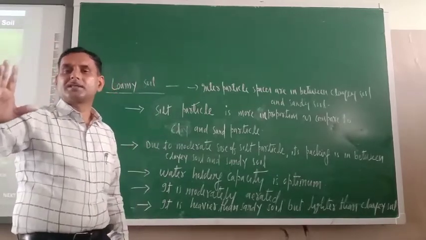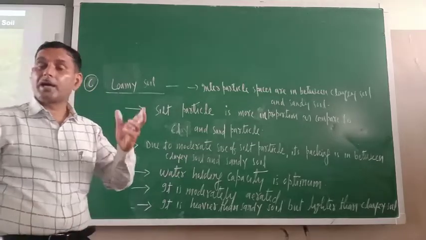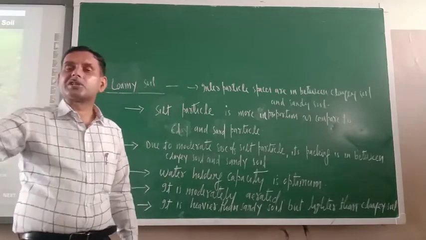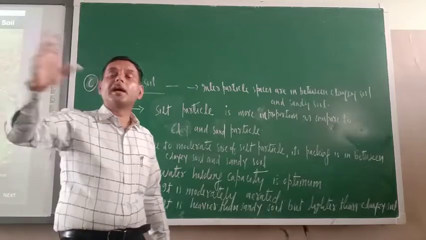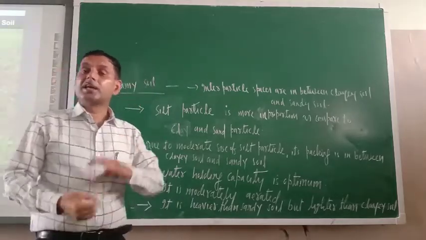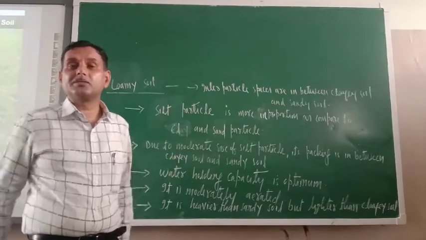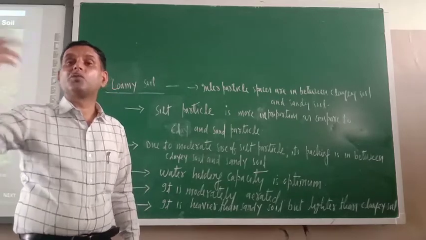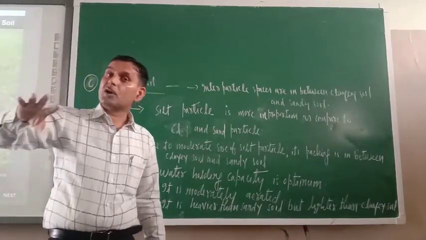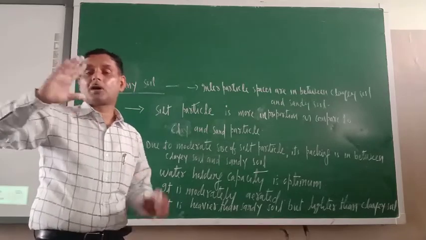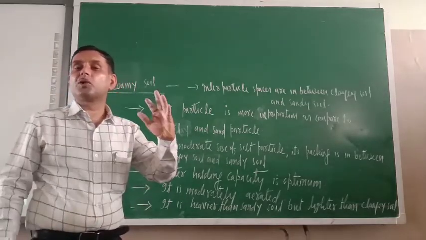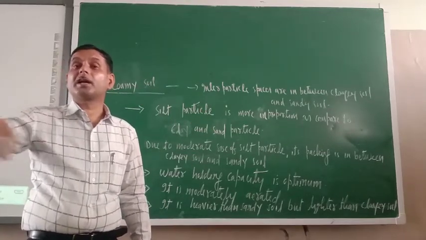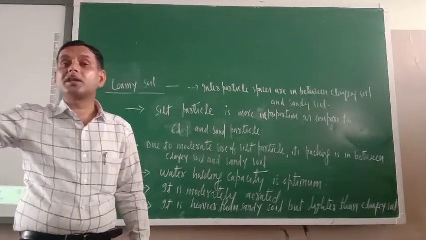Actually, loamy soil is the best suitable soil for the growth of different varieties of crops, because its characteristics are in between the sandy and clay soil. In case of clay soil, the water holding capacity is very high, and some crops do not want much water. There are some crops which want more water. So, the crops which want more water can be best grown in the clay soil, and crops which cannot absorb much water will be grown in the sandy soil.